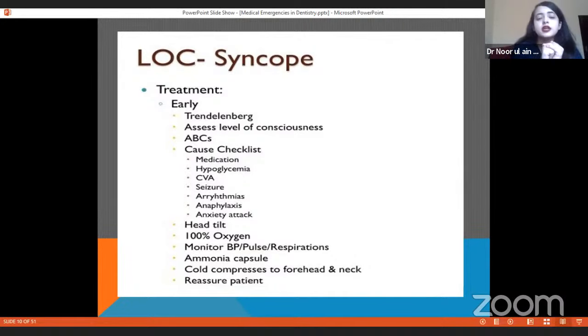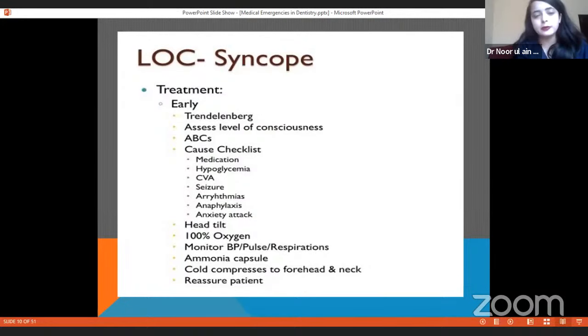In the early treatment, we'll give the Trendelenburg position, that is the patient is kept in the supine position. We'll assess the level of consciousness. We'll check the ABCs: airway, breathing, and circulation. The checklist will be medication, hypoglycemia, CVA, seizures, arrhythmias, anaphylaxis, and anxiety attacks. So we are going to tilt the head. 100% oxygen will be made sure to the patient.